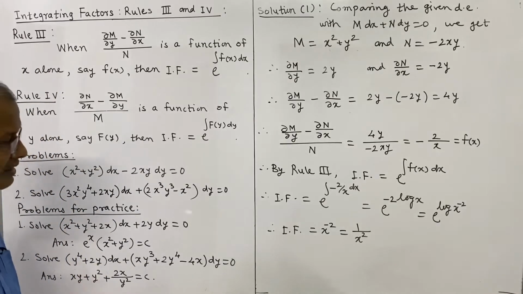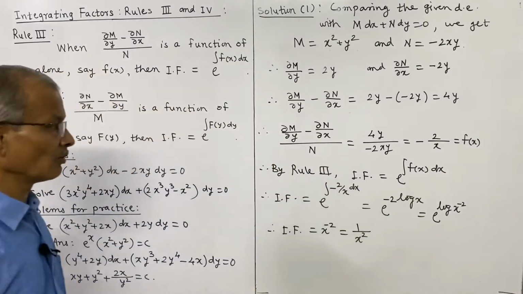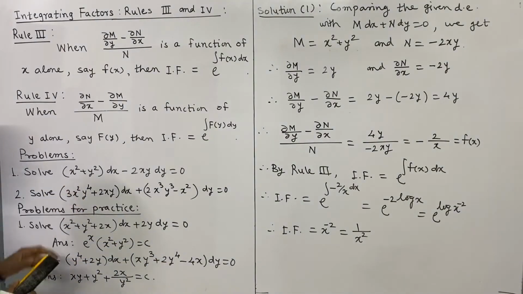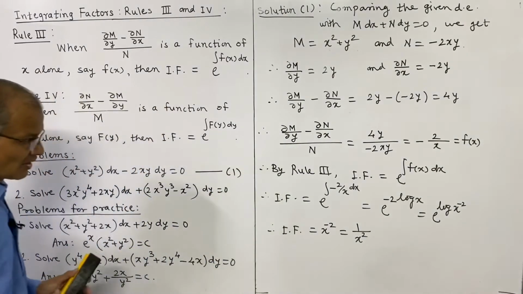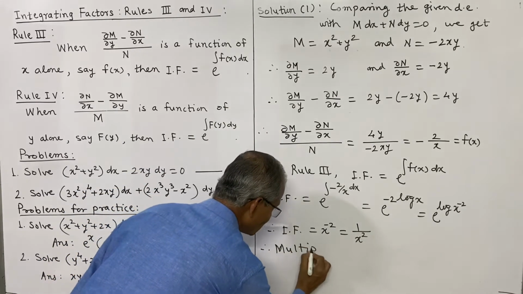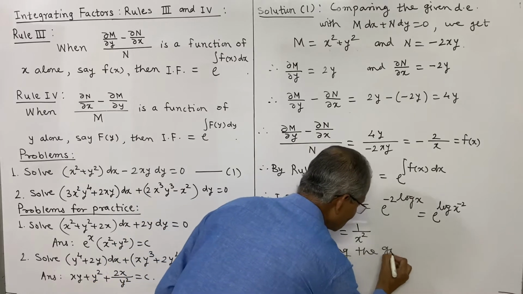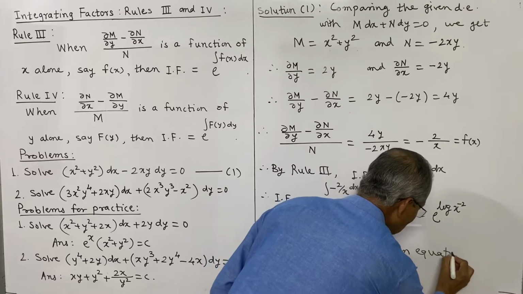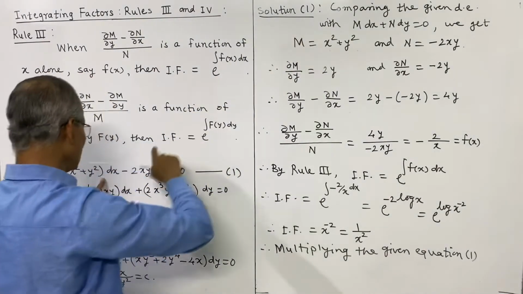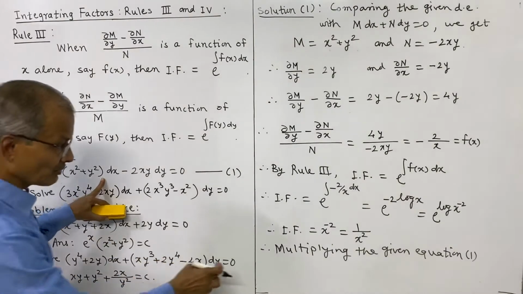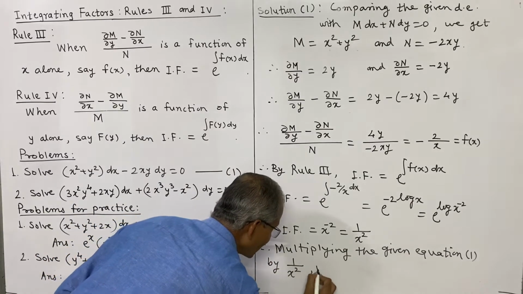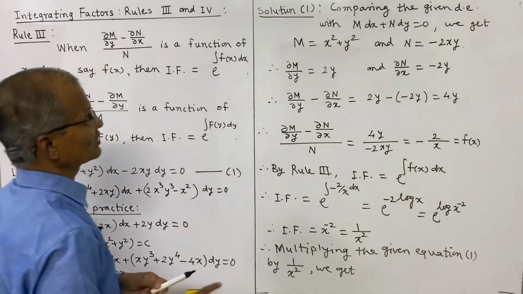And now once the integrating factor is obtained, we have to multiply the original equation, that is the given equation, which is this one, by the integrating factor. I shall suppose this equation as 1, which is the given equation. So multiplying the given equation 1 by 1 upon x square, this is the original equation, and this equation is to be multiplied by the integrating factor 1 upon x square. We get the resulting equation, which I shall write here.